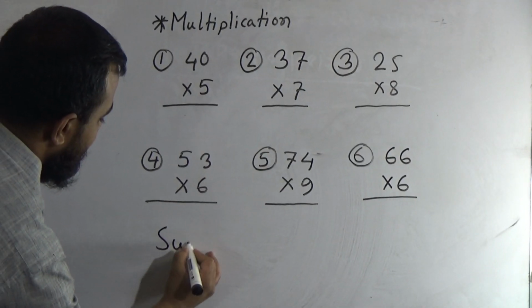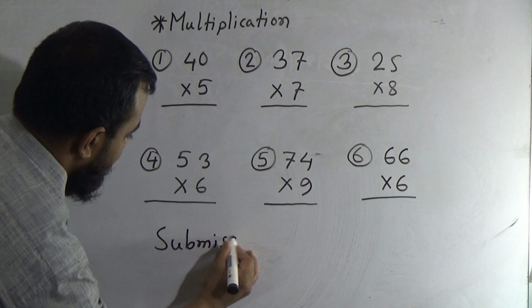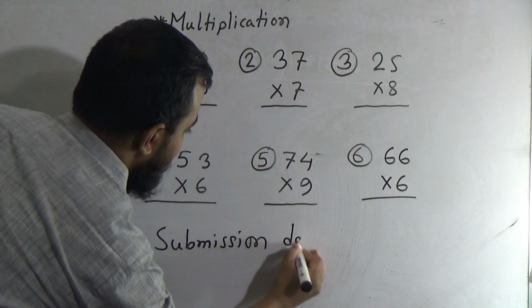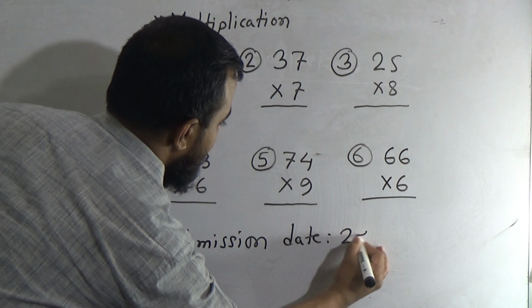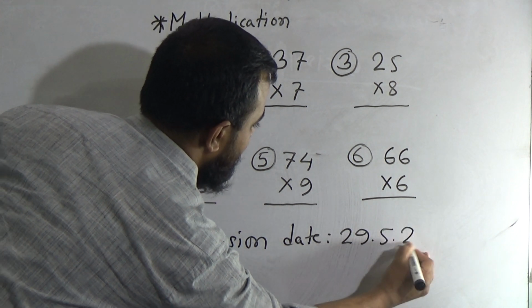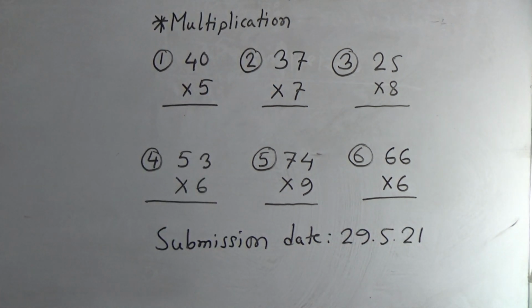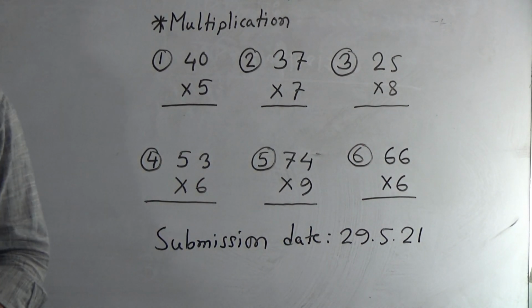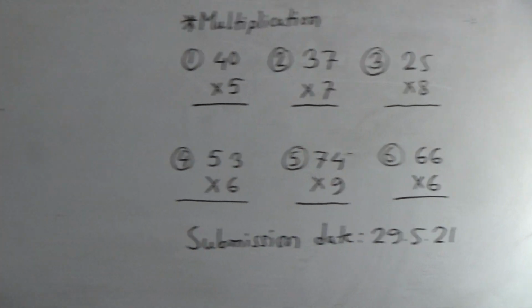The submission date is 29 May, that means 5/2021, okay. And you have to do these 6 problems, these 6 multiplications you need to do as your HW. By solving this HW at first, you can do all the HWs.